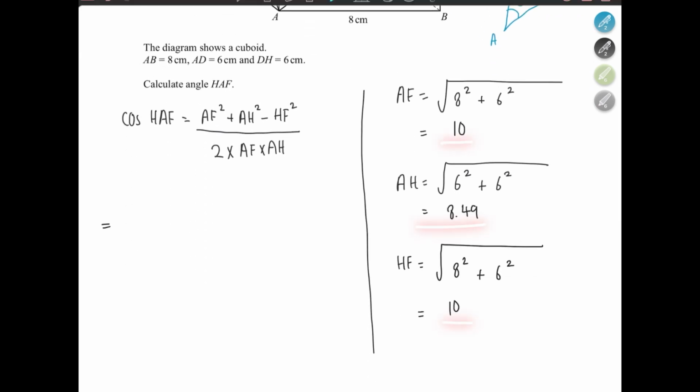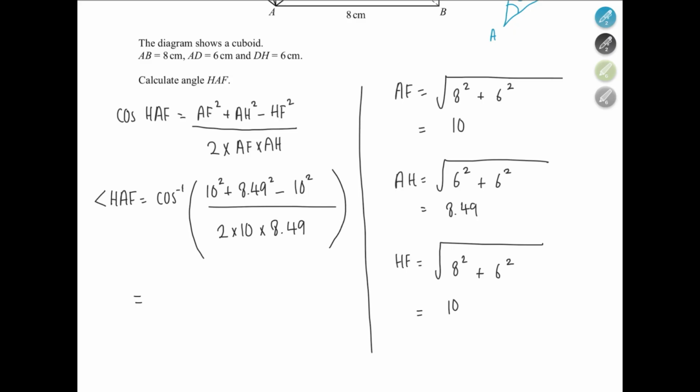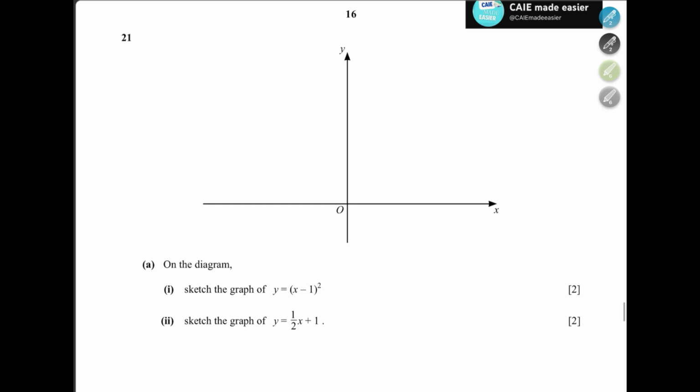Now we can plug these values in our equation. HAF equals cosine minus 1 of AF square, so this is 10 square, plus AH square is going to be 8.49 square, minus HF square, 10 square, divided by 2 times 10 times 8.49. When we calculate this, we will get 64.9 degrees. Next question.